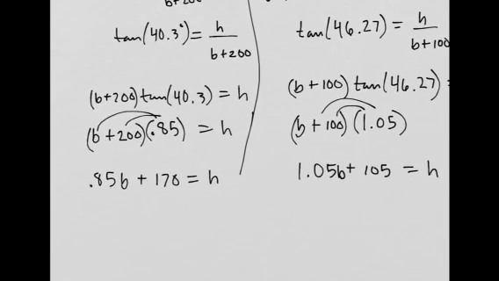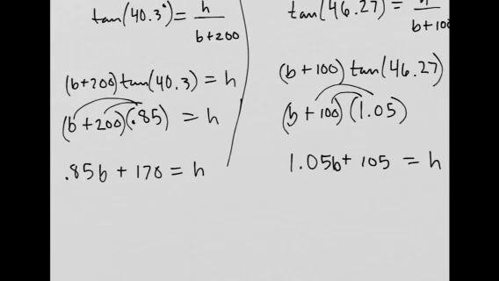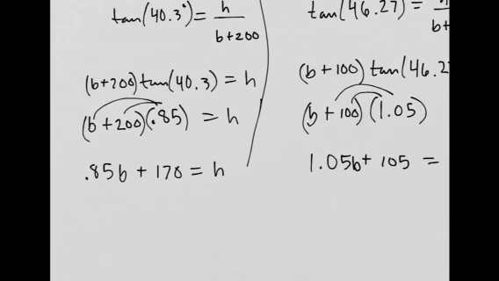You already have h solved for, so I would take this stuff, the 1.05b plus 105, and I would set it equal to the 0.85b plus 170, because they're both equal to h, so they're equal to each other. Once you have those equal to each other, if you don't know what I mean, you should write it down. You could solve for b. After you get b, plug it back into one of these and solve for h, and you should get something that's close to the answer on the back.